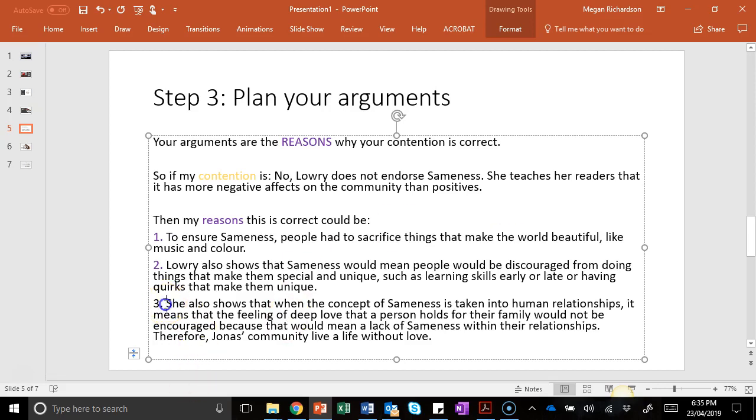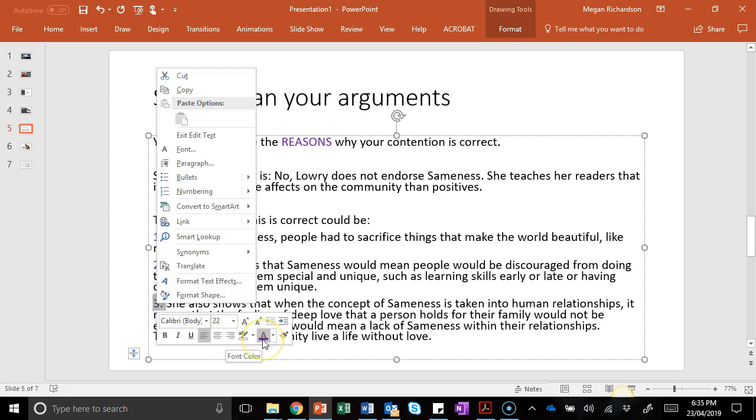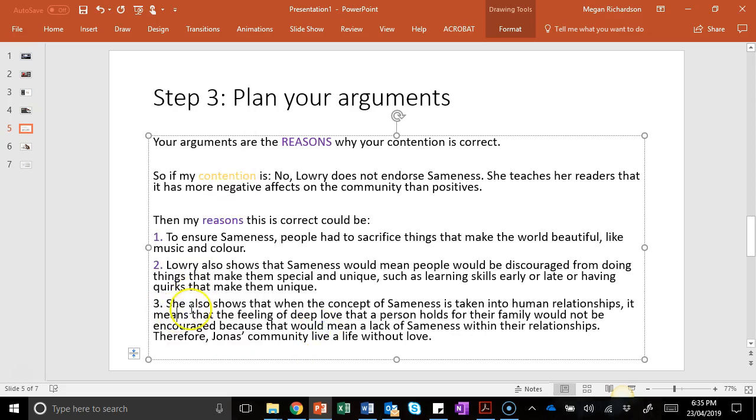And then the third reason that I gave to say that no, Lois Lowry does not endorse sameness is that she also shows that when the concept of sameness is taken into human relationships, it means that the feeling of deep love that a person holds for their family would not be encouraged because it would mean a lack of sameness within their relationships. Therefore, Jonas's community lives a life without love. So my third argument is really saying Lois Lowry does not endorse sameness because sameness would mean that there would be a lack of love in the world. So they're my three arguments.